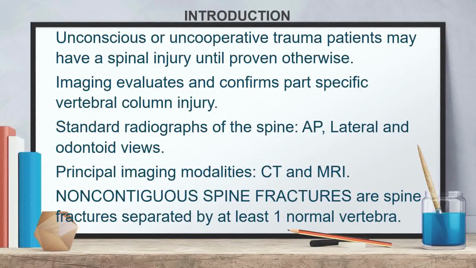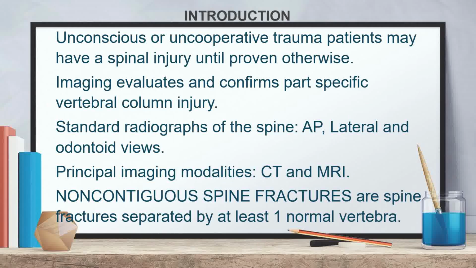The unconscious or uncooperative trauma patient should be assumed to have a spinal injury until proven otherwise. Imaging is required to evaluate and confirm part-specific vertebral column injury. Diagnostic imaging traditionally begins with obtaining standard radiographs of the affected region of the spine. Although plain radiographs of the spine in standard anteroposterior, lateral, and odontoid or open mouth views are acceptable, plain cervical spine radiographs fail to identify 15% of the injuries.